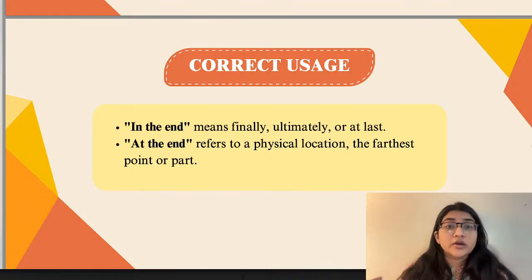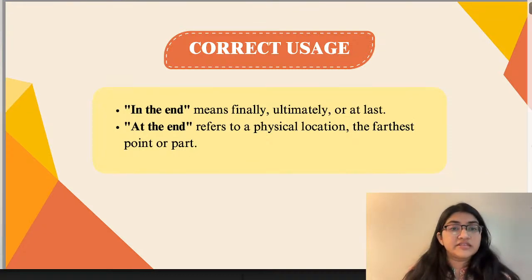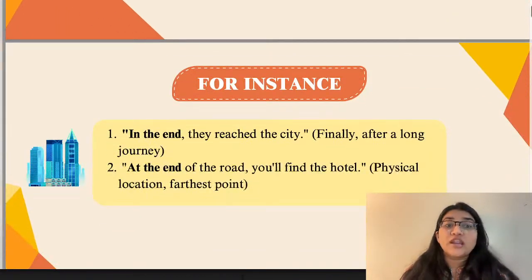So whenever you're talking about the physical location or the farthest point, you use "at the end", and "in the end" simply means finally, ultimately, or last. Right? So "in the end they reached the city" means finally, after a long journey, they reached the city. But when you're saying "at the end of the road you'll find the hotel", that means you're talking about the physical location, the farthest point at the end.